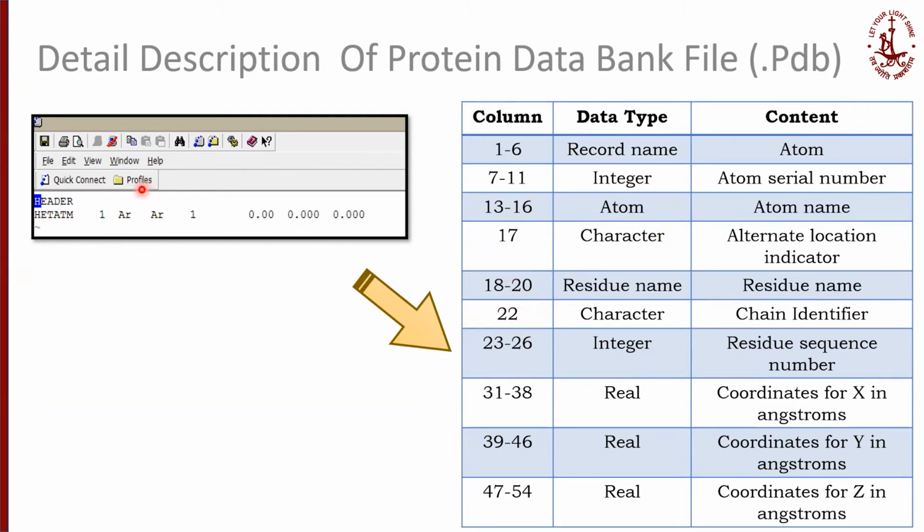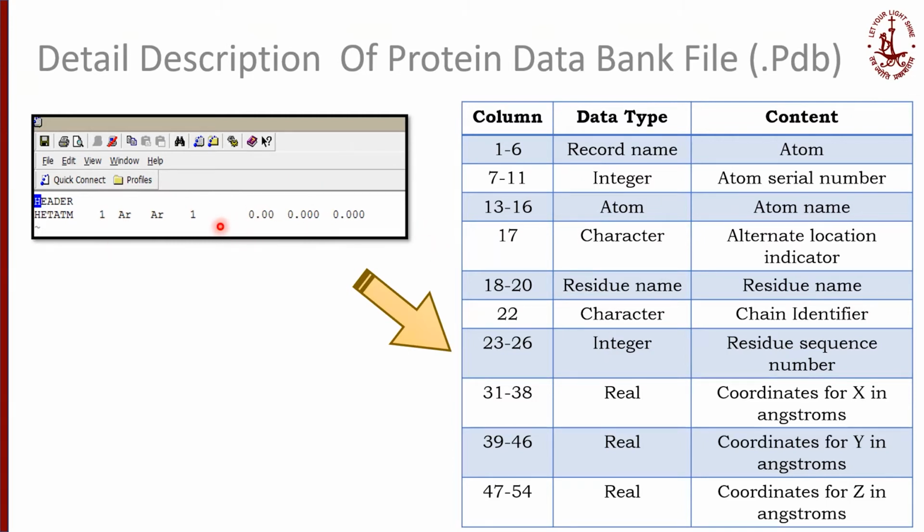The 18th to 20th is again the residue name. I have given the atom name and the residue name as the same. You can change it also. It depends on you. The 22nd column is again a character, that is the chain identifier. It has to be the same as your atom serial number.